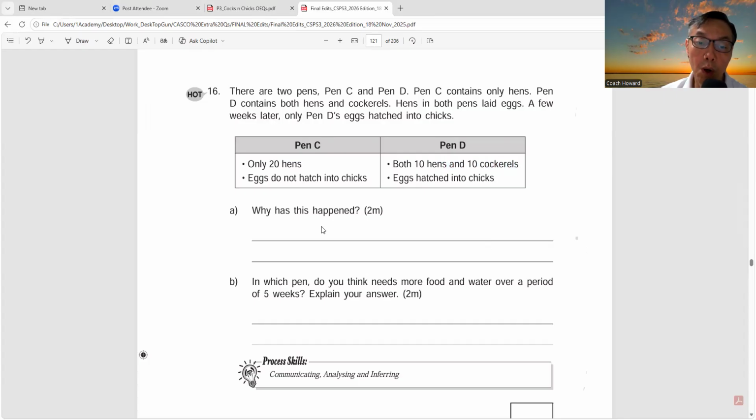So they ask you, why has this happened? So the student needs to answer why in pen C the eggs do not hatch into chicks, while in pen D the eggs can be hatched into chicks. And then in part B, in which pen do you think needs more food and water over a period of 5 weeks? Explain your answer.